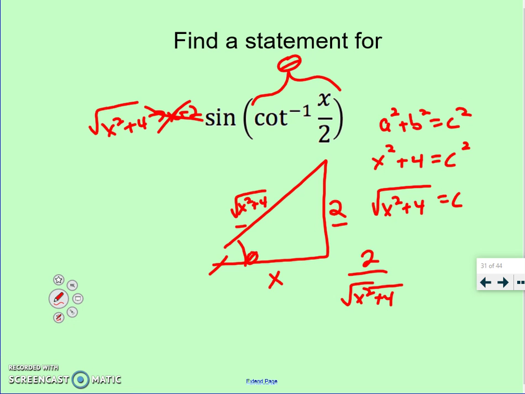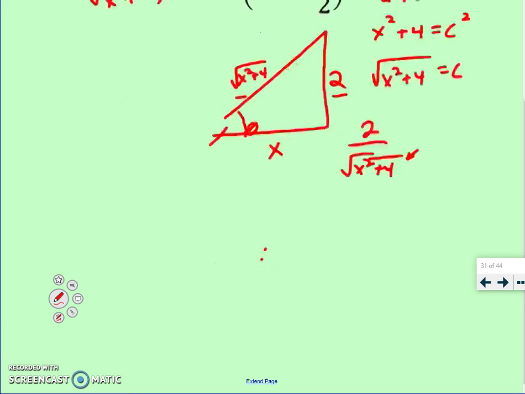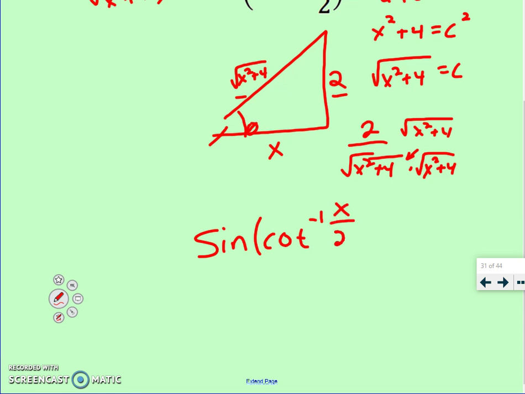But for the most part, we don't like square roots in the denominator. So we're going to rationalize the denominator a bit to get that thing to be a little bit nicer. So we're going to multiply by the square root of x squared plus 4 over the square root of x squared plus 4. And we can then say that sine of cotangent inverse of x over 2 is going to be 2 times the square root of x squared plus 4 over x squared plus 4. All right, so that's a thing.